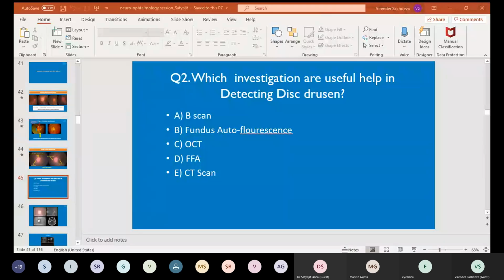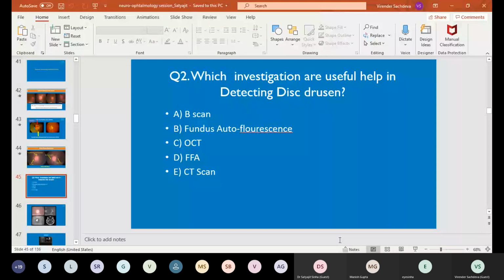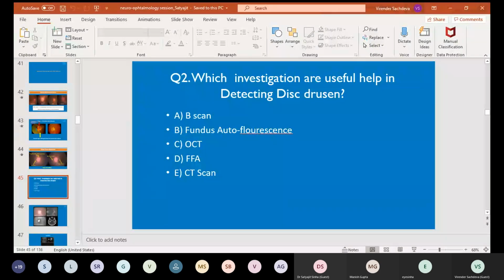If you still have a doubt, you can always go for fundus autofluorescence, or you can go for FFA, where in a patient with a disc drusen, you will see either no staining or no hyperfluorescence, but in a patient with true disc edema, you can see a massive leakage, especially in the late phases, which will be quite helpful.